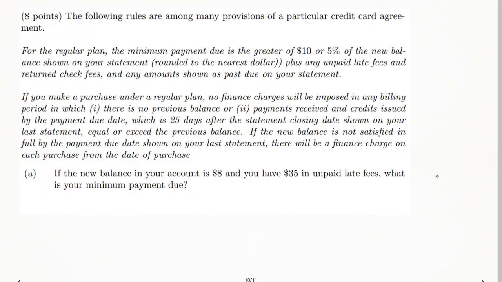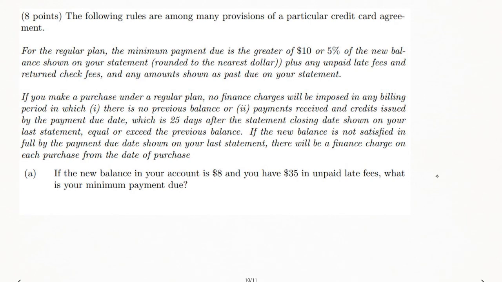Speaking of critical thinking, I'm just tossing one problem in here because it was one that a lot of people had asked about. So the following rules are among many provisions of a particular credit card agreement. For the regular plan, the minimum payment due is the greater of $10 or 15% of the new balance shown on your statement, rounded to the nearest dollar, plus any unpaid late fees and return check fees, and any amounts shown as past due on your statement.